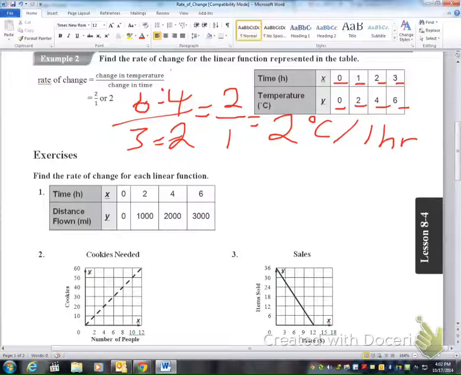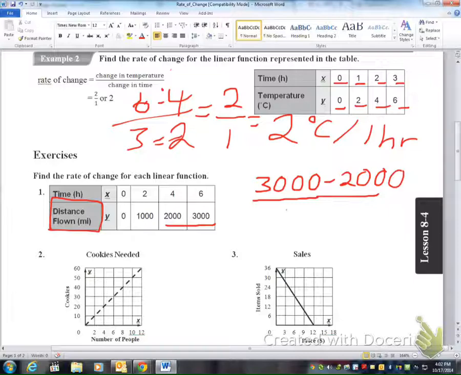Alright, so let's look at some of the exercises down here. Here we're looking to find the rate of change for the linear function. Same thing, I have x's and y's. Remember, the top number is going to be our y, so we're looking at the changes in distance flown. Here at the end, I've flown 3,000 miles, but prior to that, I'd only flown 2,000. And then we compare that to the change in time. Well, at the end, I'd flown for 6 hours. Before that, I'd only flown 4.